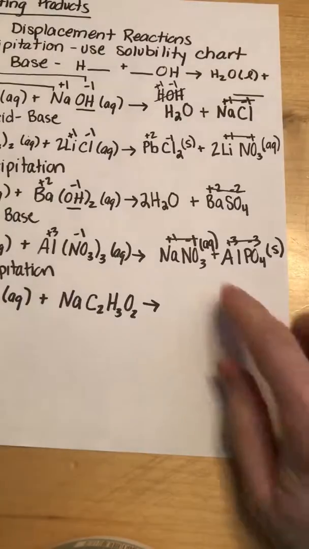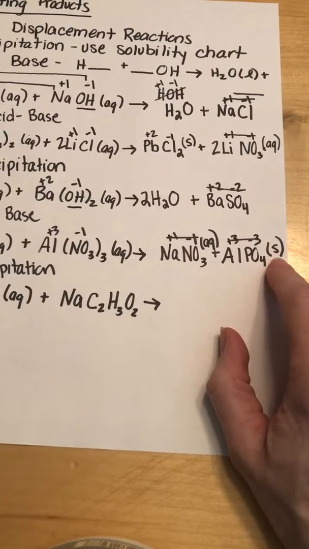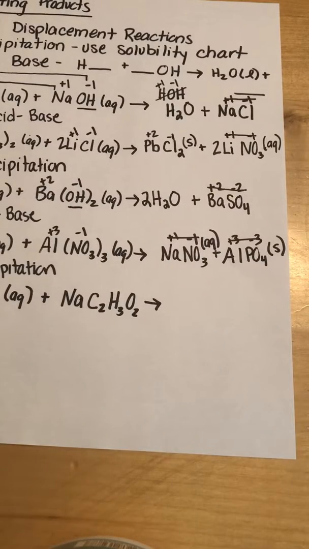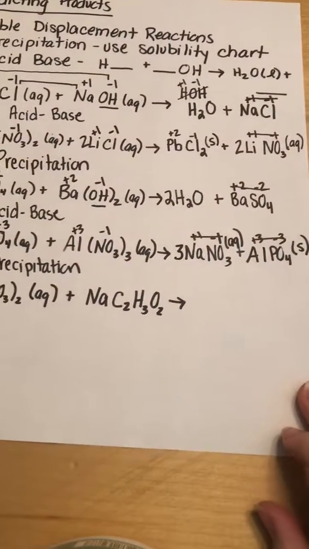All right, so since one of my products is a solid, I have to have at least one of them as a solid. I know this reaction does occur. And then my last step would just be balancing it. And I think it's just a 3.